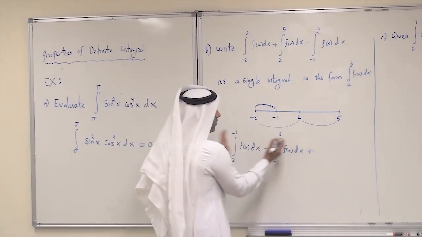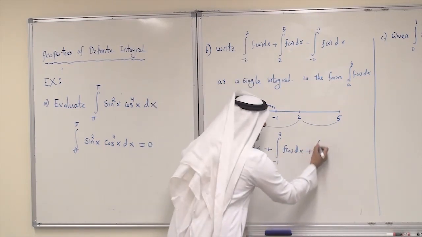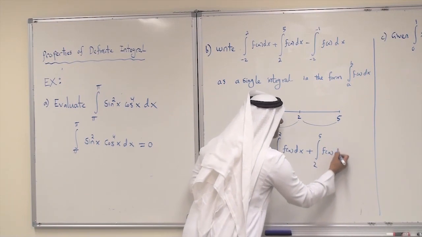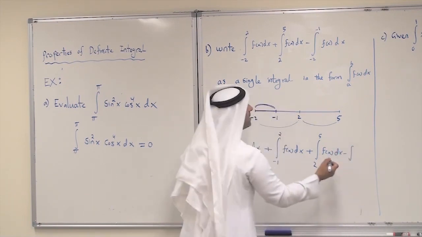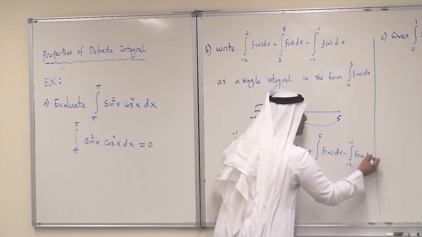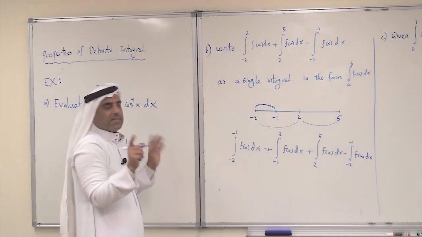The summation here, according to the properties, will give me from minus 2 to 2. Plus, the second one says from 2 to 5, f of x dx minus the last one, which is minus 2 to minus 1 f of x dx. I said this is one way to solve the exercise. I didn't say that this is the only way we solve the exercise.